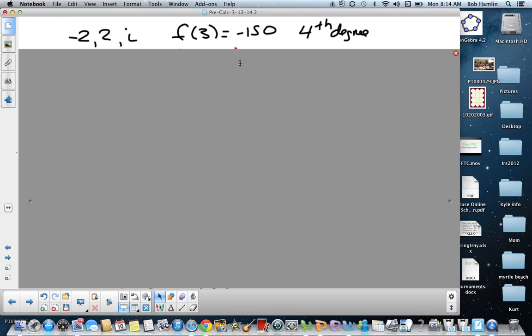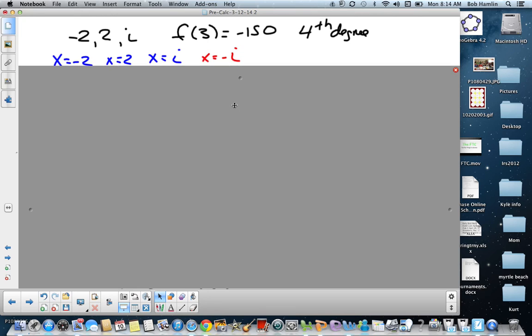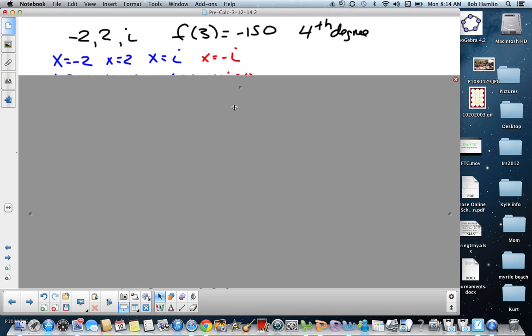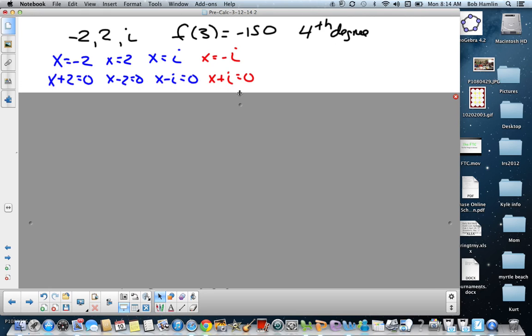So this comes into our new part today, which is that when we have imaginary zeros, its conjugate is also a zero. So they always come in pairs. Now when I go from zeros to factors, I have x plus 2 equals 0, x minus 2 equals 0, x minus i equals 0, and x plus i equals 0.